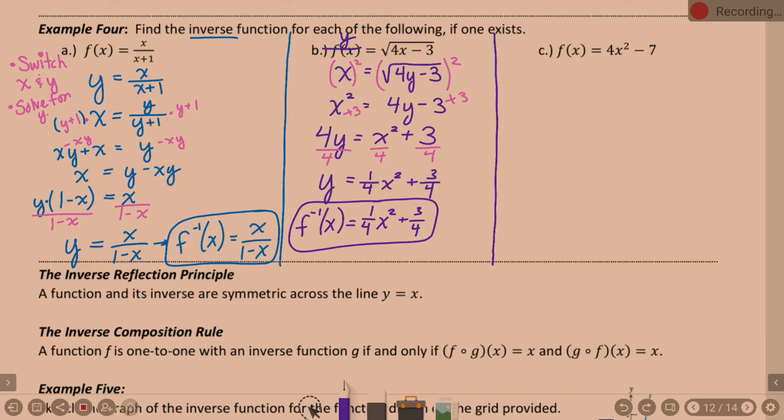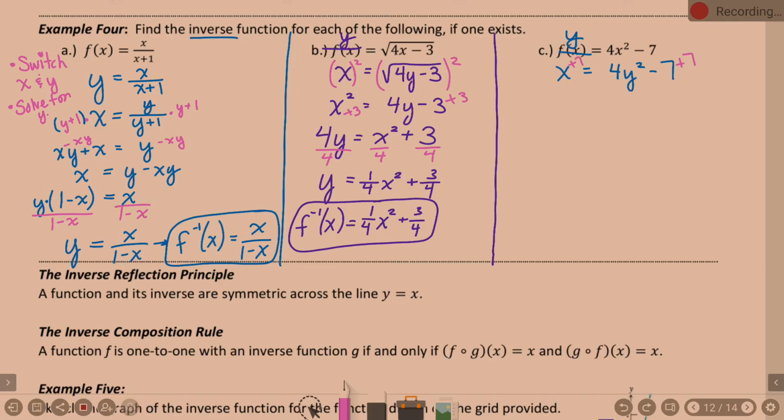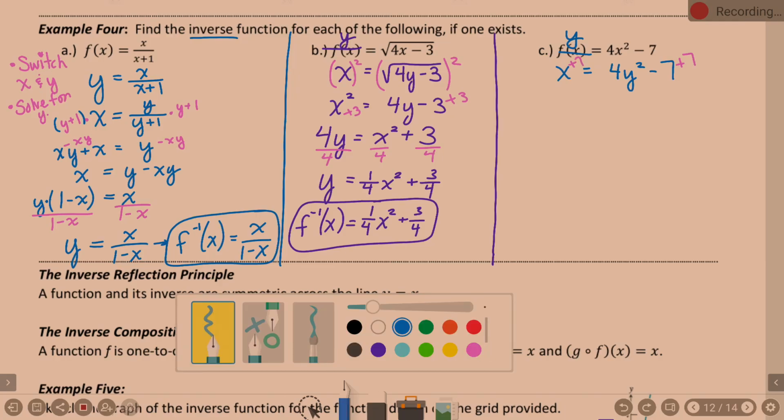Okay, one more practice in this section. What do you know about f of x? It's y. What do I do to find the inverse? Switch x and y, so y equals becomes x equals, 4x squared minus 7 becomes 4y squared minus 7. How would you like to solve? Okay, working to isolate y, so we're going to add 7. I'm going to go ahead and flip mine here. 4y squared equals x plus 7.